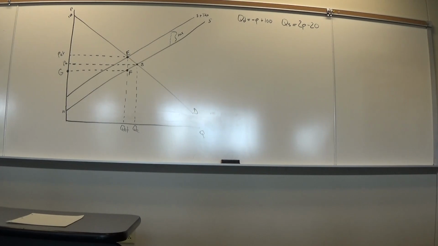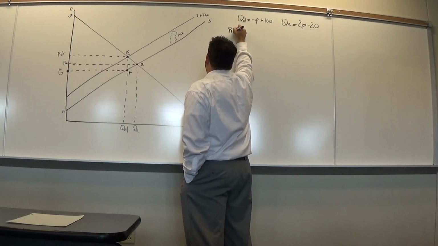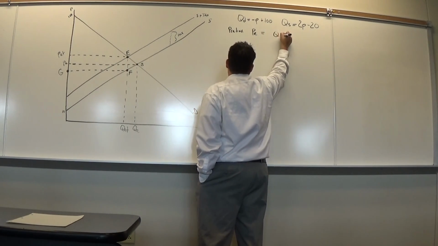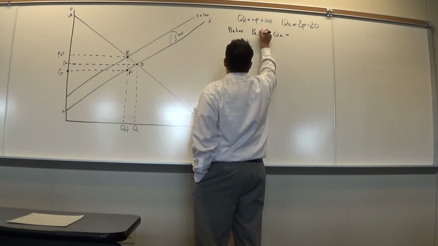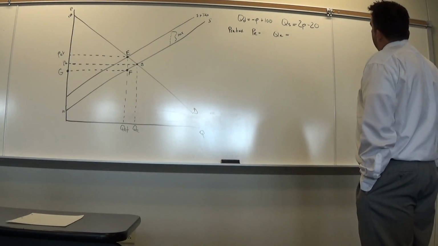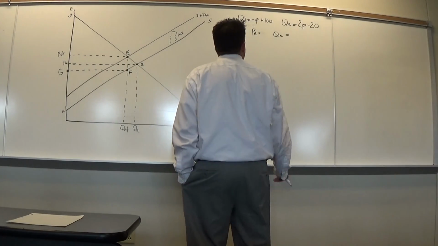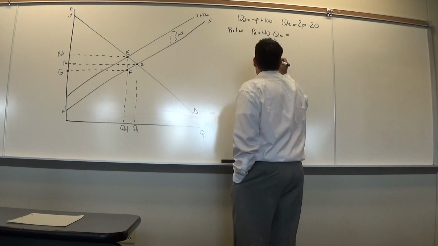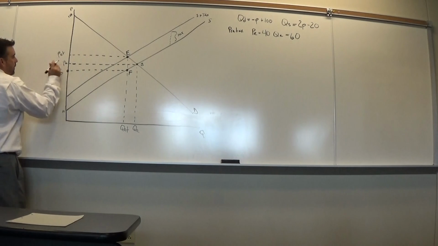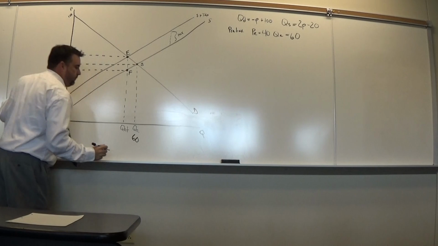All right, so what should we do first? Well, before we do anything, let's get some pre-tax stuff, right? So let's find PE and QE. All right, so we've got 3P equals 120. 40 and 60? Yep, perfect. So I've got equilibrium price at 40, equilibrium quantity at 60.